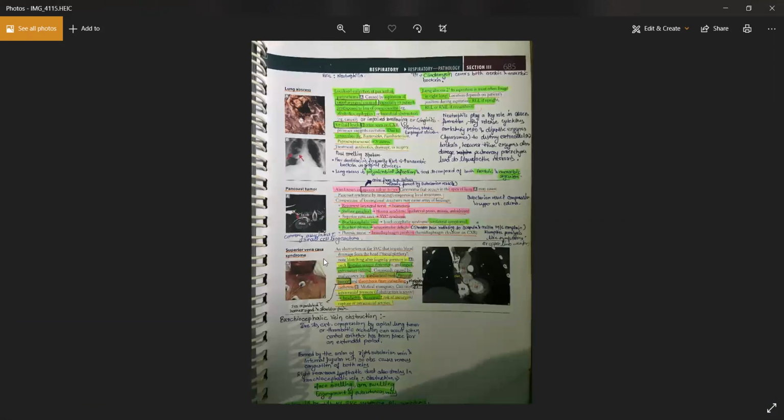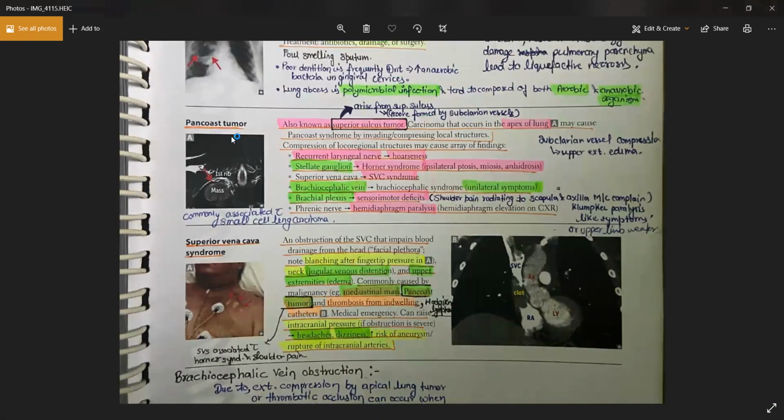So let's discuss a Pancoast tumor, which is a tumor from the superior sulcus. It is also known as a superior sulcus tumor. It arises from the apex of the lungs. And because it arises from the apex of the lungs, it can compress the structures present near your shoulders or axilla, or the neck.